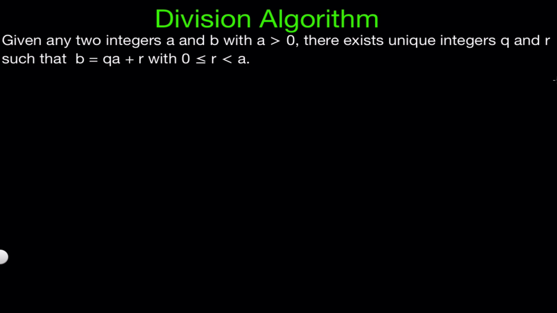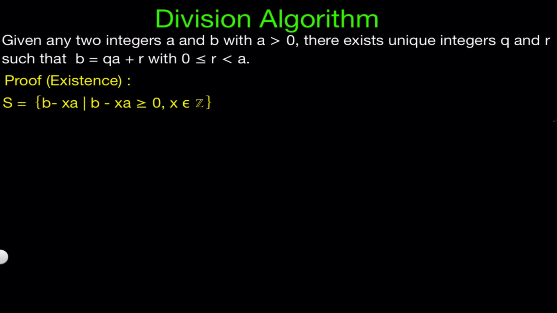The first thing to notice is that the division algorithm says that there exist unique integers q and r. So there's actually going to be two parts to our proof, existence and uniqueness. Let's start with existence first. We're going to start by writing the set S, which is going to be all the non-negative integers of the form b minus xa, where x is an integer.